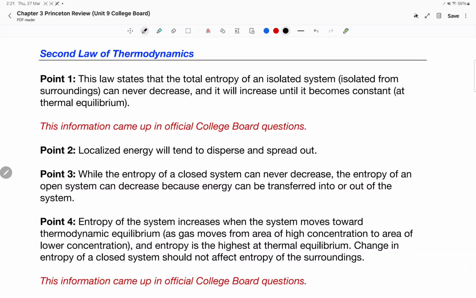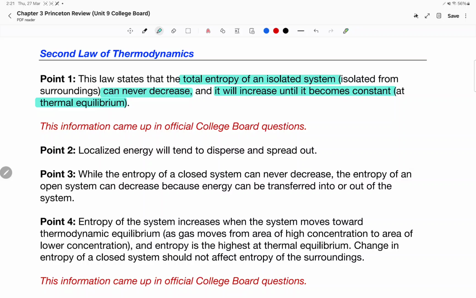Now, the second law of thermodynamics is loved in the MCQ, very loved. And only these points will come up. Ready? The total entropy of an isolated system can never decrease. And it will only increase until it becomes constant, which happens to be at thermal equilibrium.